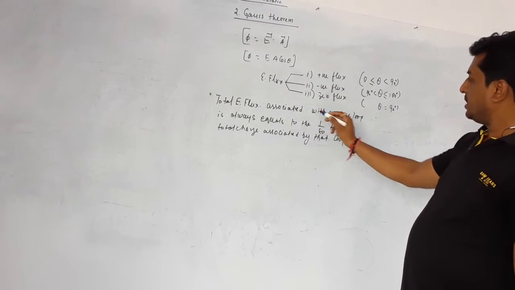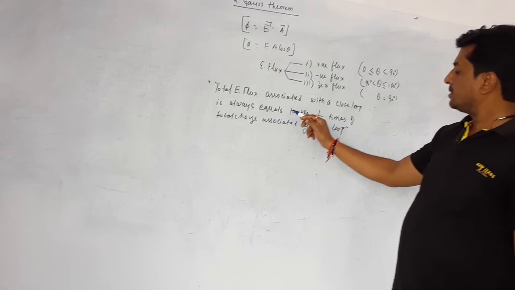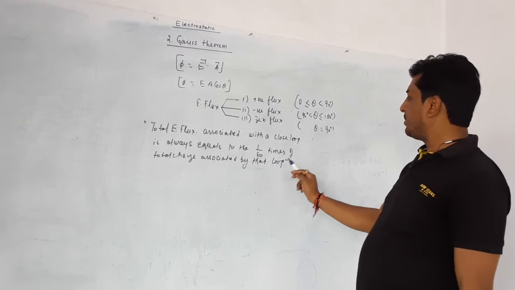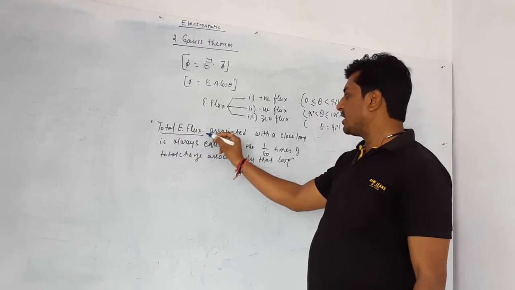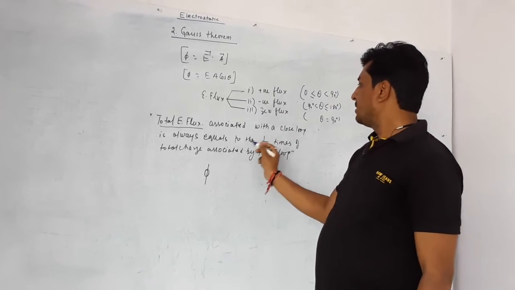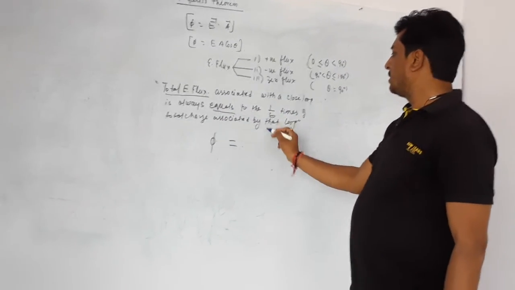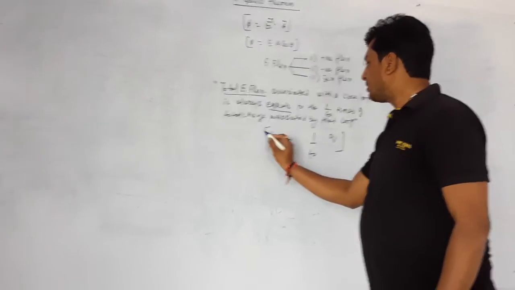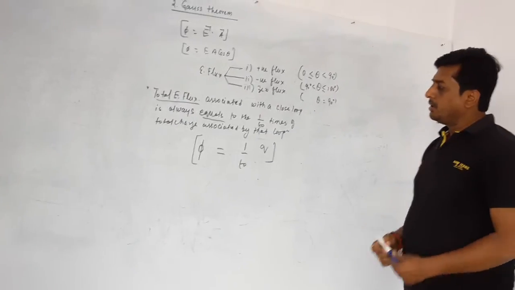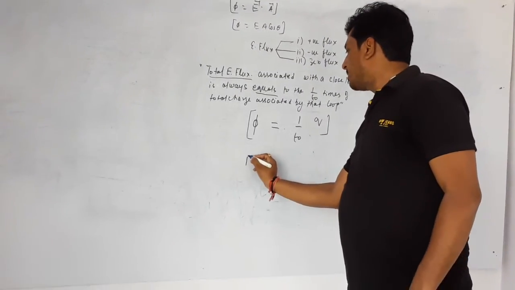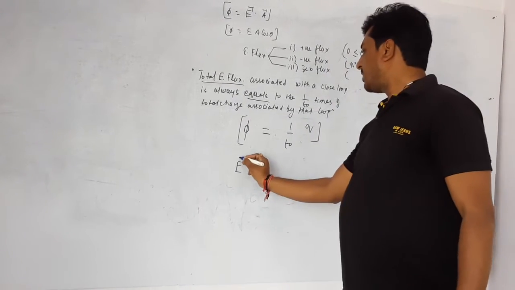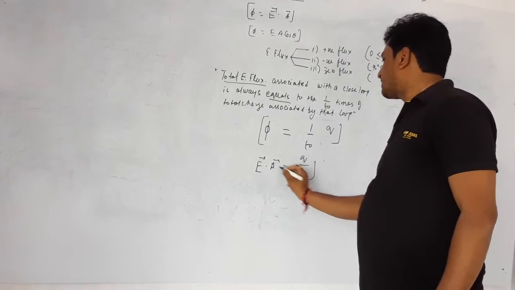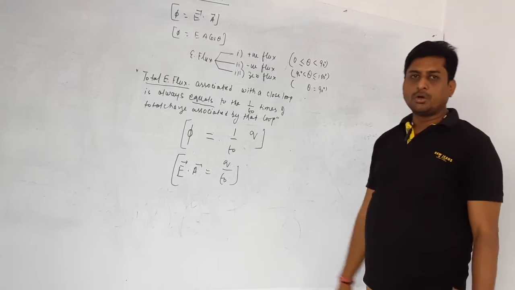Total electric flux associated with a closed loop is always equal to 1 upon epsilon naught times total charge associated by that loop. In mathematical way, total electric flux, that is phi, equals 1 upon epsilon naught times total charge, let the charge be q. This is the mathematical formula of Gauss theorem. This you can also write in this way, because you have already studied flux is vector E dot vector A, which equals q upon epsilon naught. In this way also you can write Gauss theorem.